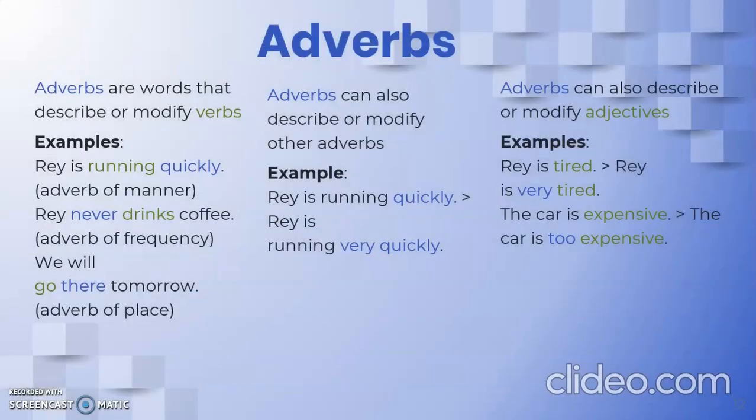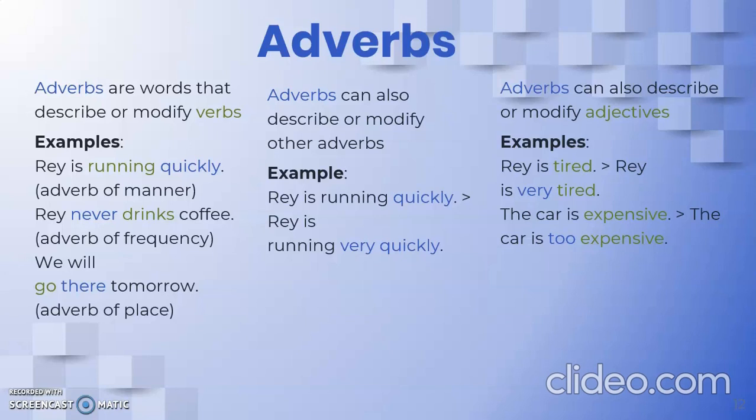Next is adverb. Adverbs are words that describe or modify verbs. Ray is running quickly. Quickly is an adverb of manner, and running is the verb. So here, quickly modifies the verb.